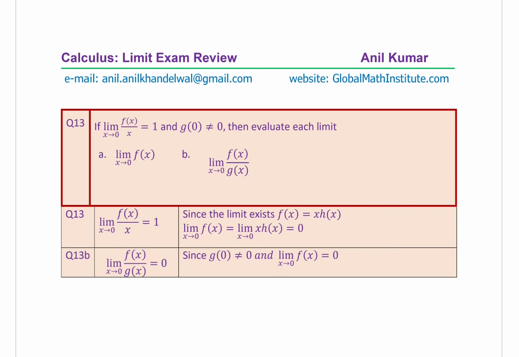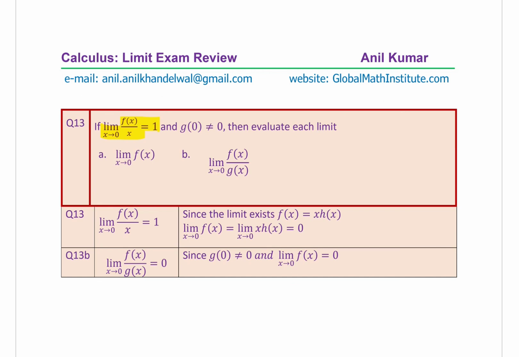The question number 13 is, if f of x over x is equal to 0 when x approaches 0 and g of 0 is not equal to 0, then evaluate each one of these functions. So we need to evaluate the function f of x limit when x approaches 0. Now in this particular case, we are given that the limit of this function exists and it is equal to 1 when x approaches 0. What does that mean?